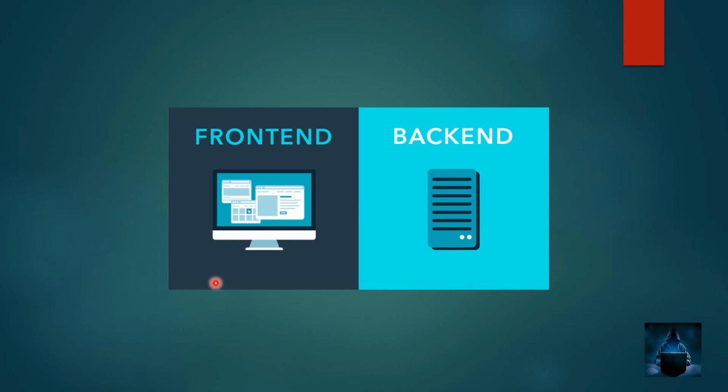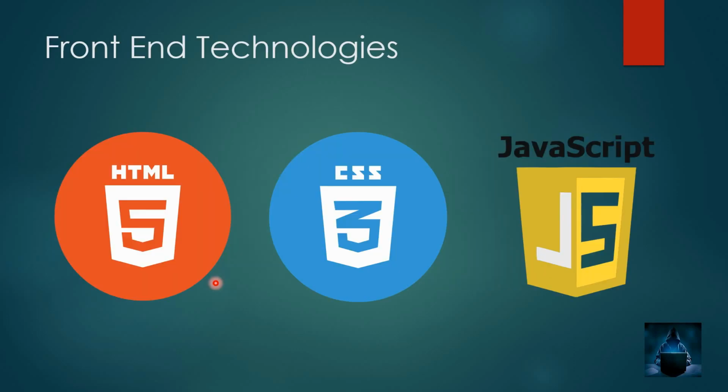So the main difference between front end and back end, this is what we are going to discuss today. And the very first thing is front end technology. The most important technologies for front end are HTML, CSS and JavaScript. HTML is a markup language, which stands for hypertext markup language, and the recent version of HTML is HTML5, and this is also called the skeleton for any website.